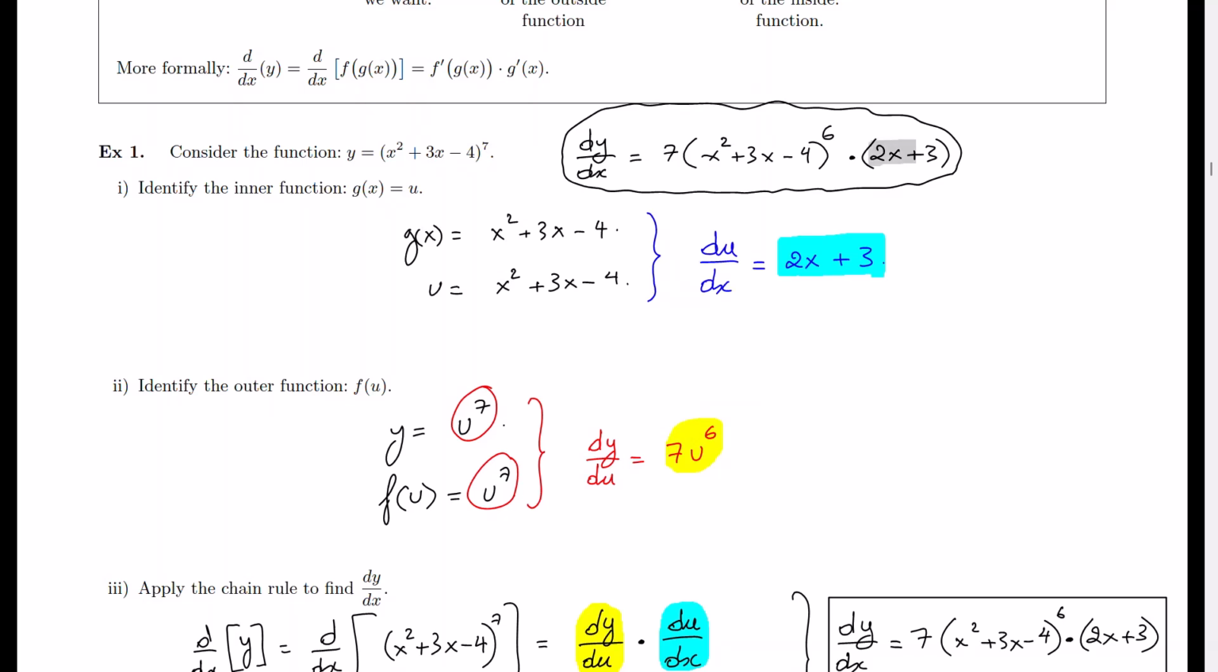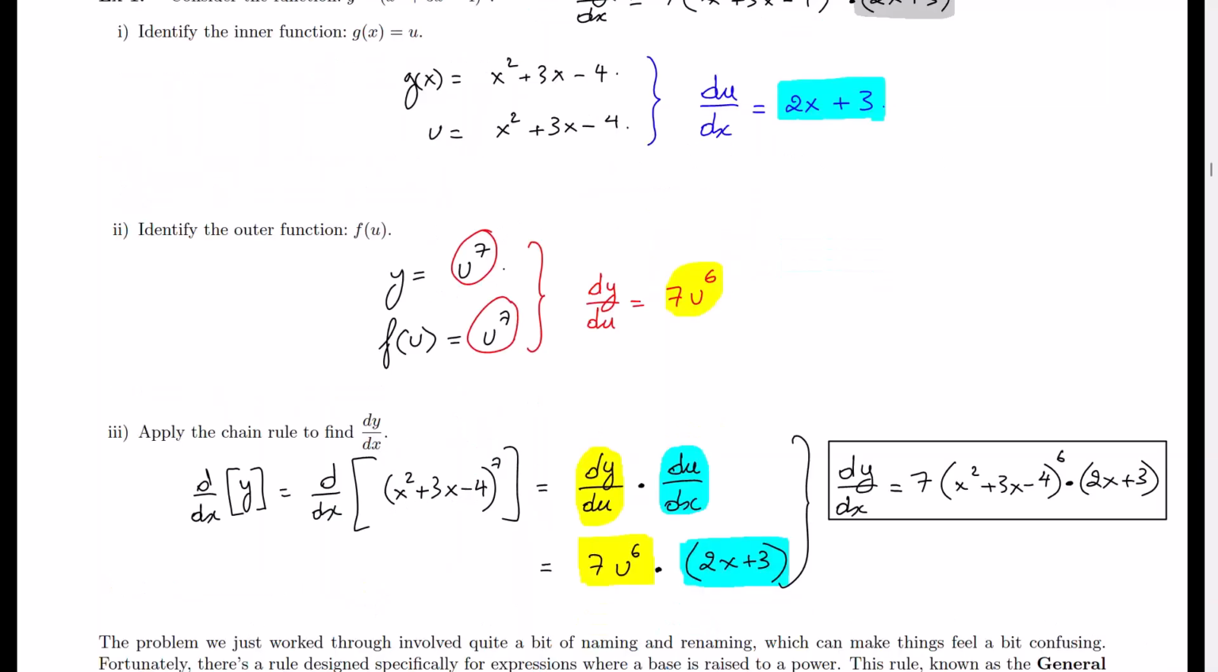The part 2x plus 3 over here at the end is called the derivative of the inside. So you'll hear me say many times throughout this video and later on in the course that I'm multiplying by the derivative of the inside. What I mean by that is I'm multiplying the original problem by the derivative of the inside stuff that was raised to the power of 7 in this problem. Okay, so let's practice the chain rule, and specifically the general power rule, in the next few problems.